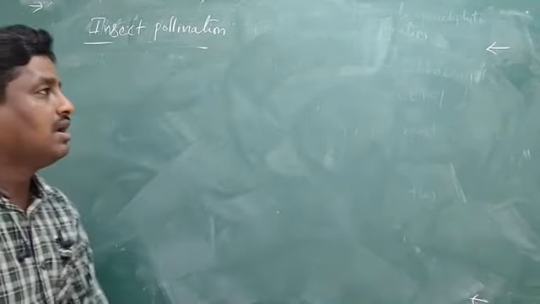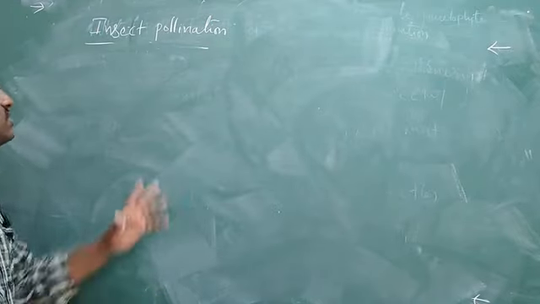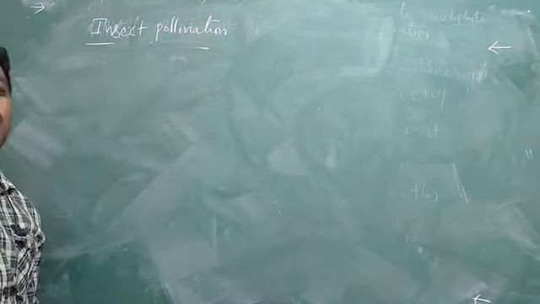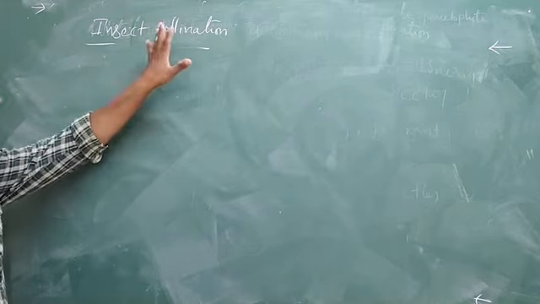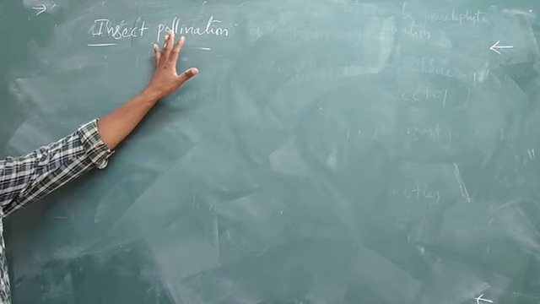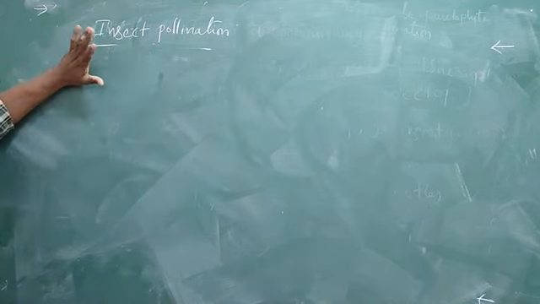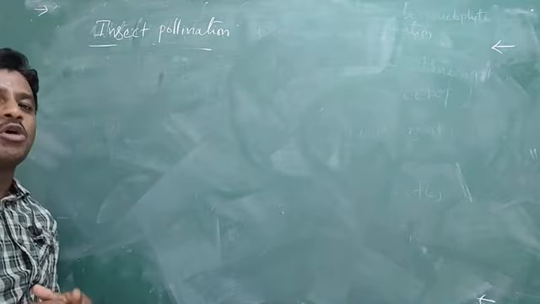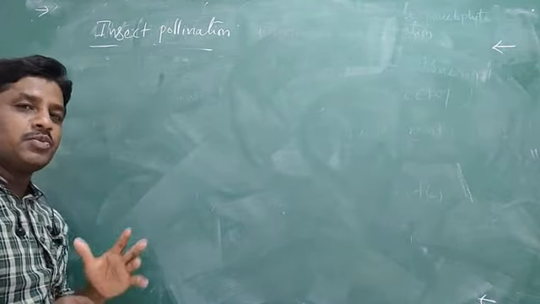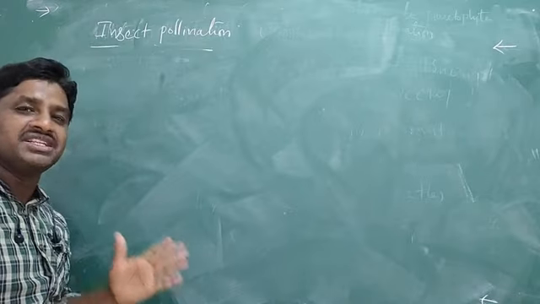See, the third pollination type is called insect pollination. In this method, we can see how the flowers are pollinated through insects. You can see the features. So, what is meant by insect pollination? Insect pollination means the transfer of pollen grains from anther to stigma through insects.